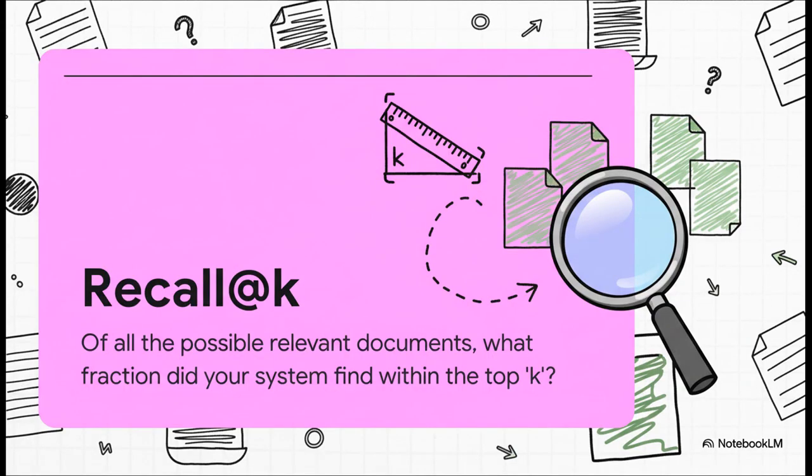Now let's flip that around. Recall at K asks a different question. Of all the good documents that exist in your entire database for that question, how many did you actually find? This is all about being thorough. You can have great precision, but if your recall is low, you might be missing that one critical piece of info you need for a complete answer.